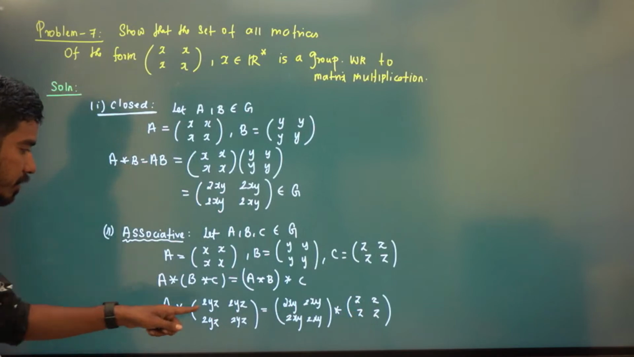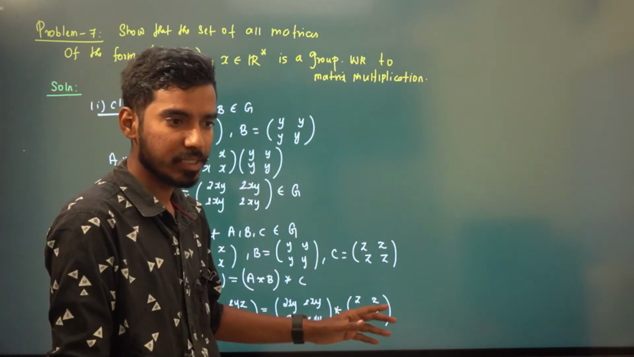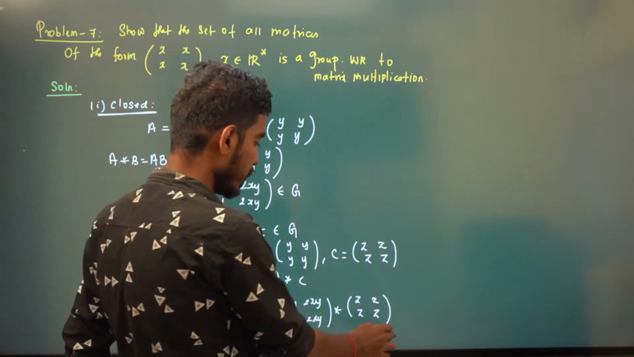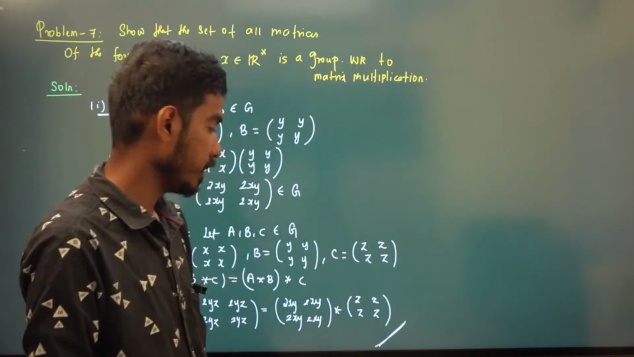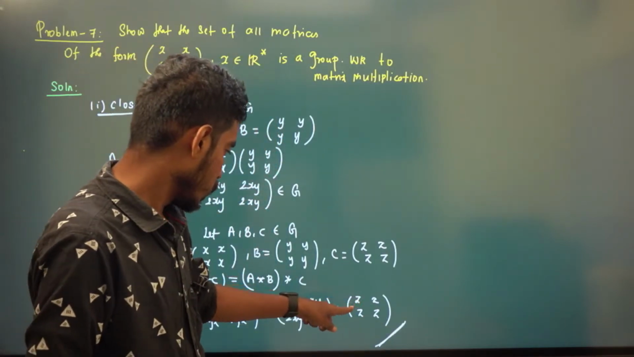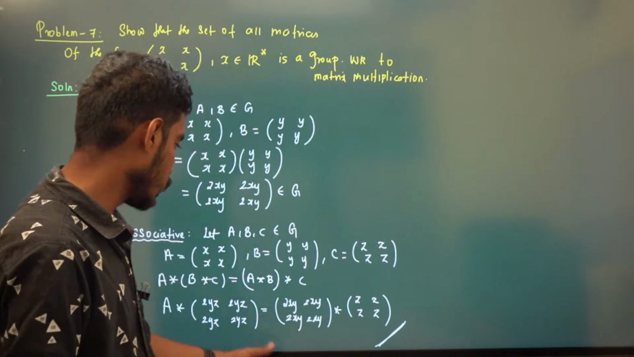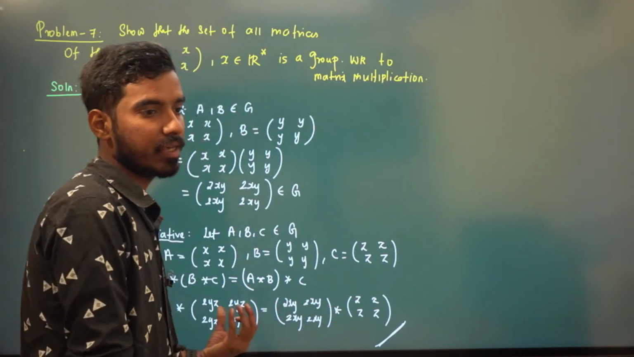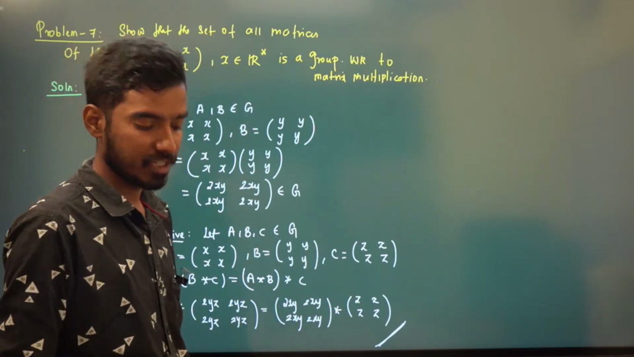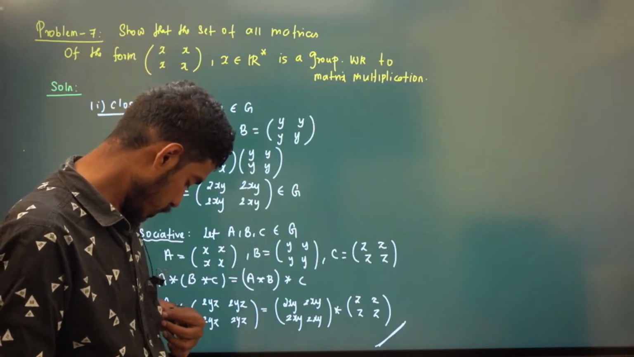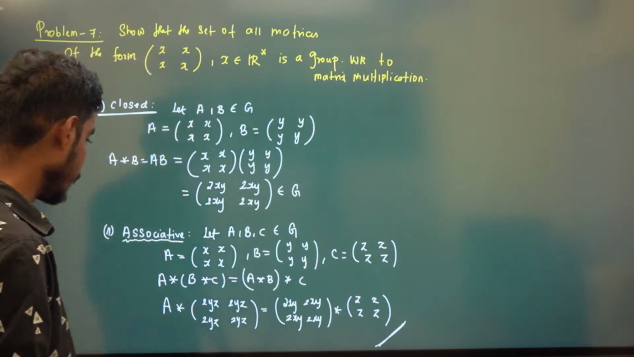You can do this, right? So we will have all entries 4xyz. It will be the same. If you do this, we have 2xyz plus 2xyz, so all entries will be 4xyz here, and here also all entries will be 4xyz. So this is associative.